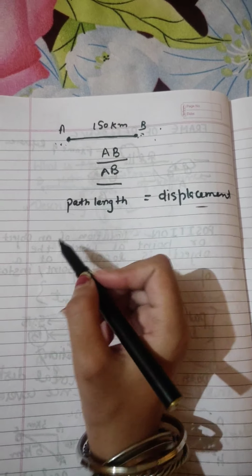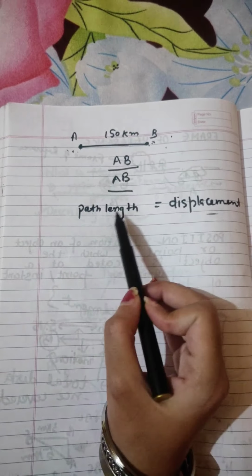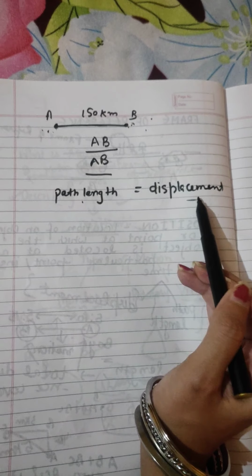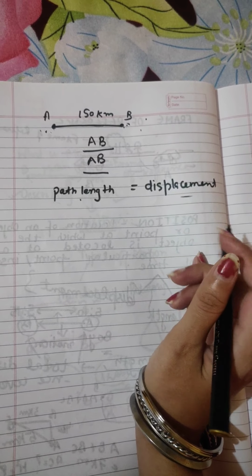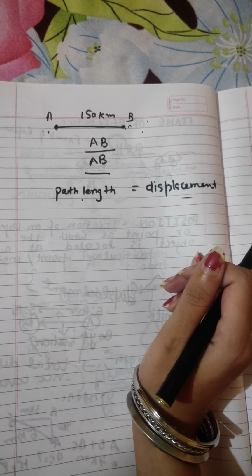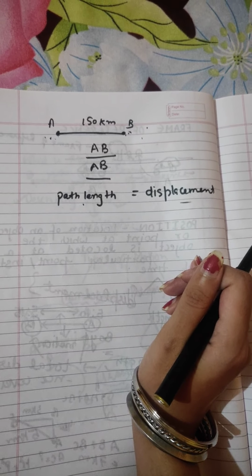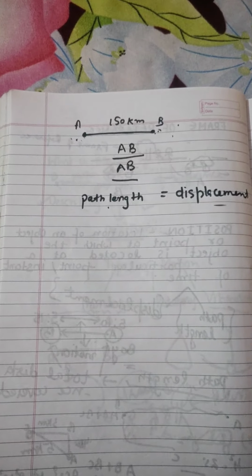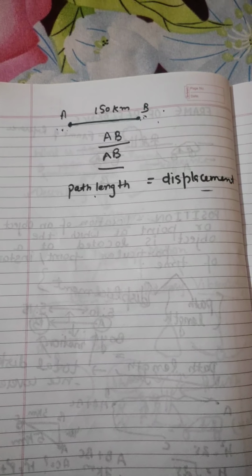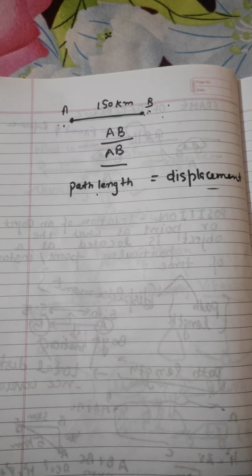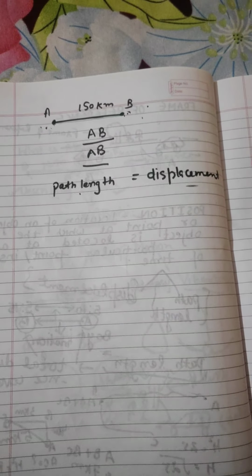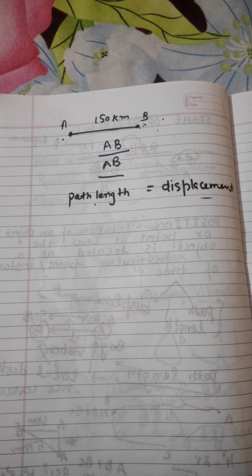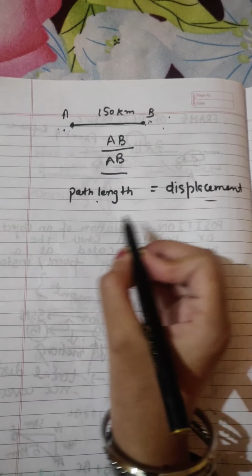Okay, if there is a condition that can make your path length equal to displacement, then there should be some condition that can make your displacement zero. So this is a very interesting fact, that even if you have got some value of path length, that even if you have covered some distance, your displacement can basically be equal to zero. When does that happen? Let's try to see.